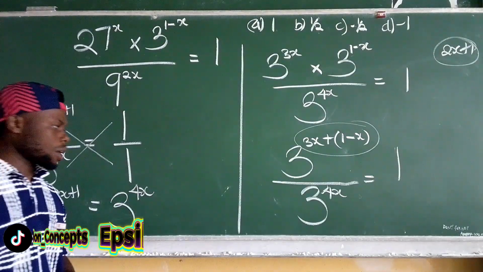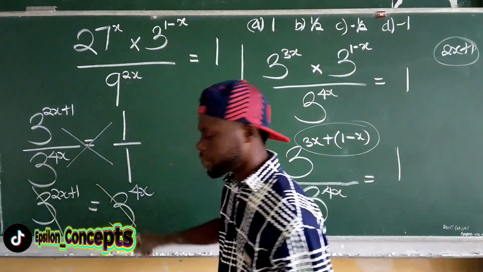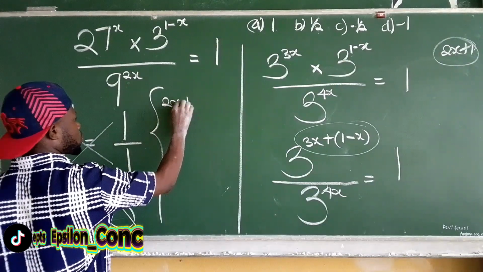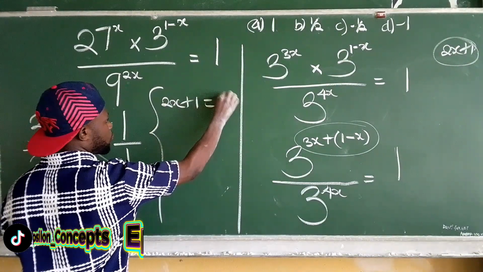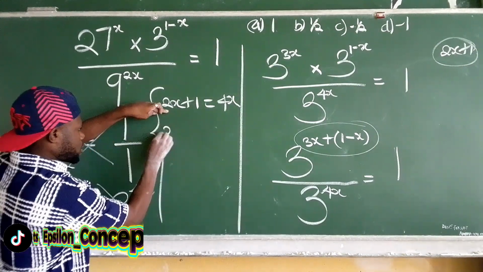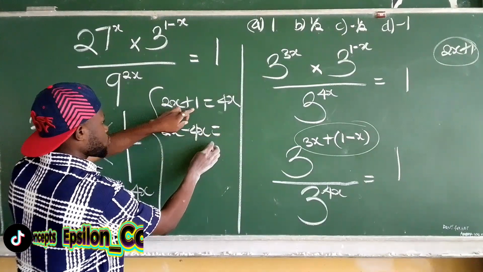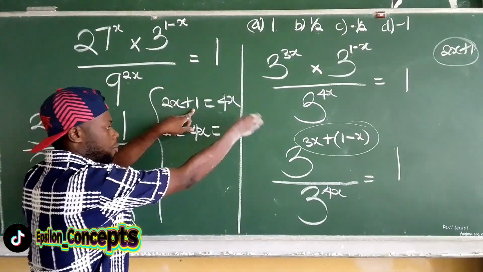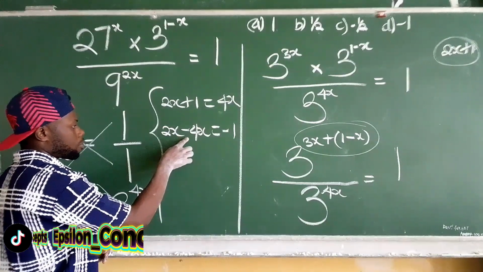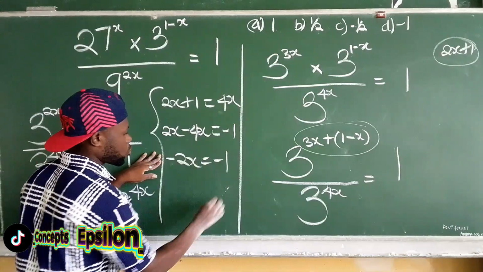The next stage of this calculation is to cancel the bases since they are the same. We are left with 2x plus 1 is equal to 4x. Collecting like terms, if I bring this 4x over, it becomes minus 4x, and this 1 will cross over and become minus 1. 2x minus 4x gives minus 2x, which equals minus 1.